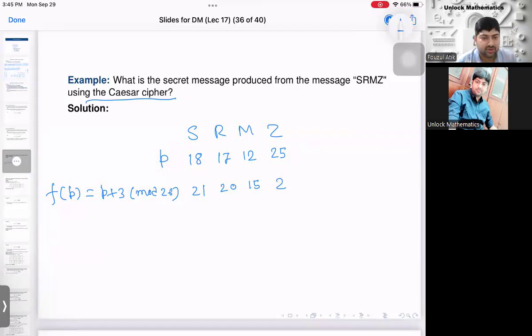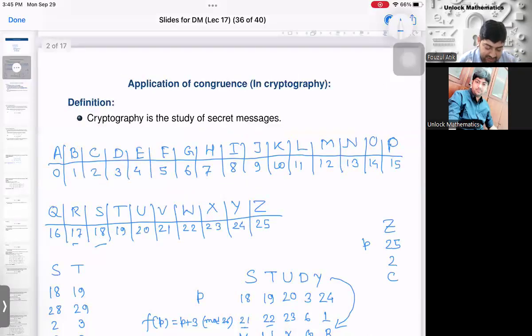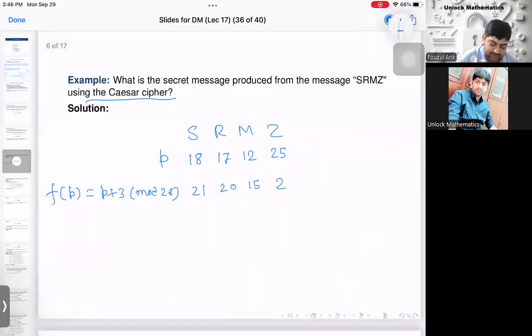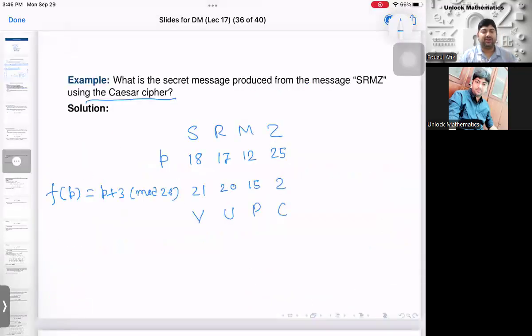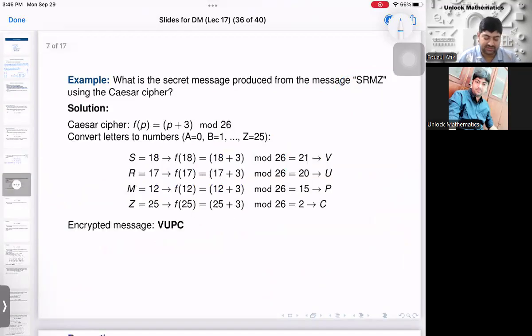Now we'll find the corresponding alphabet. So 21 and 20. 21 stands for V, 20 means U. So this is V, this is U. What is 15 and 2? 15 is P, and 2 is C. So P and C. So the secret message for this word SRMZ is VUPC according to Caesar cipher, shifting each alphabet by 3. I hope you understand. It is easy.